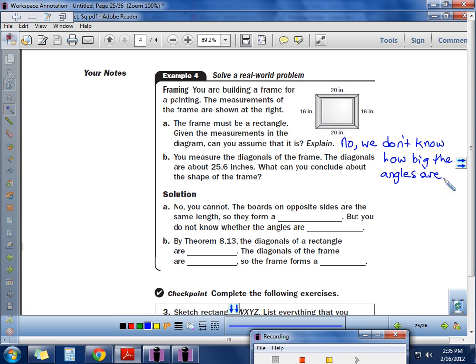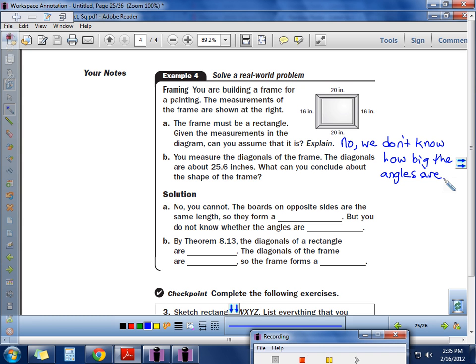A common mistake on this problem is to say yes because it looks like it. If you think of contractors and building constructors, they cannot rely on that. If it's off by just a little bit, that little bit is going to be exaggerated. How do you think they check to see if they actually have 90-degree angles? They don't have a giant protractor.